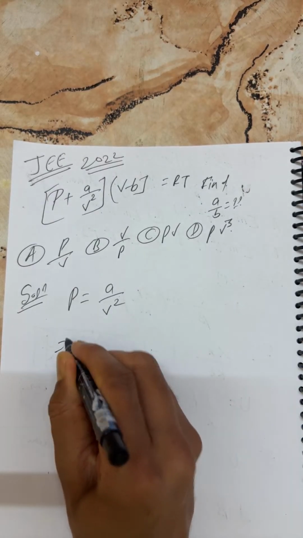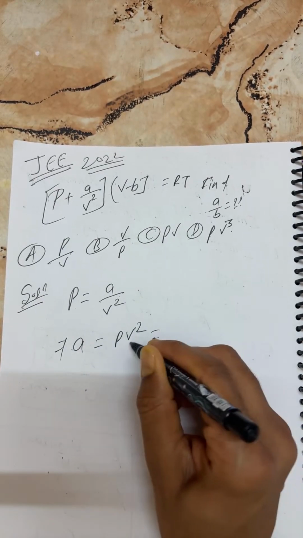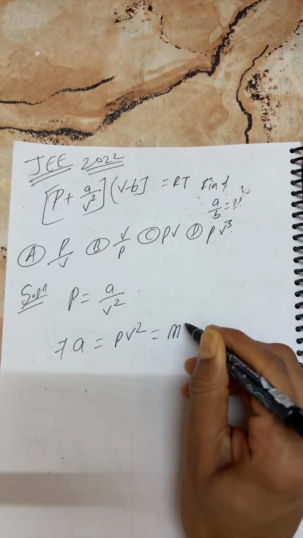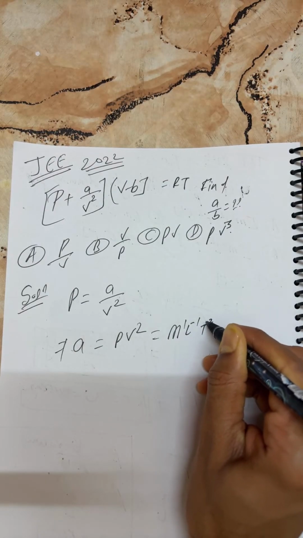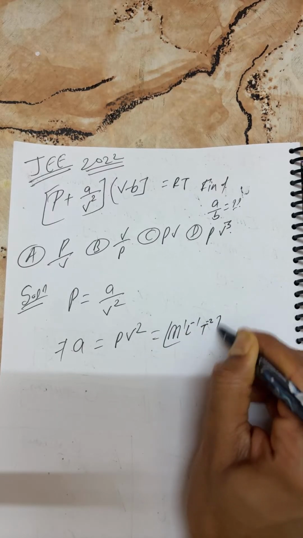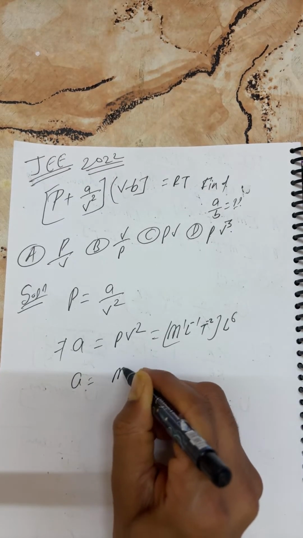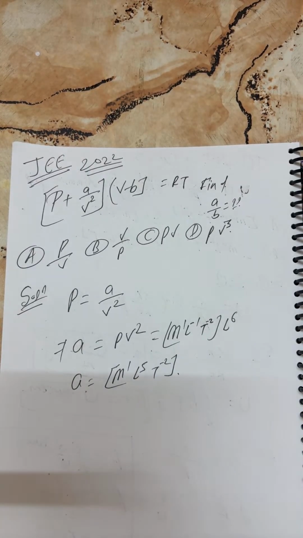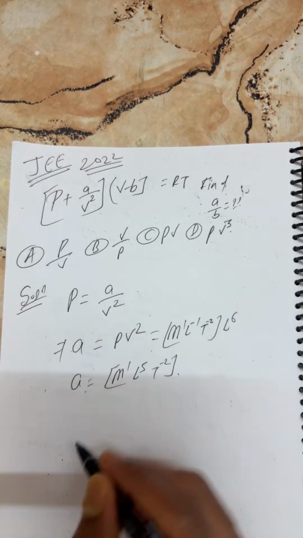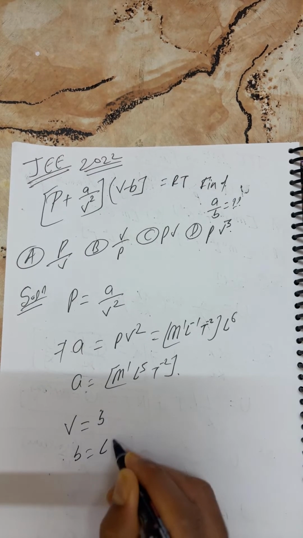Students, this is a very repeated concept. You can say P is equal to A by V squared, so A is equal to P into V squared. P is pressure, V is volume. The dimensions of pressure are M1 L minus 1 T to the power minus 2, and volume squared is L to the power 6. So the dimensions of A are M1 L to the power 5 T to the power minus 2. Now B is equal to V, so B is L cubed.